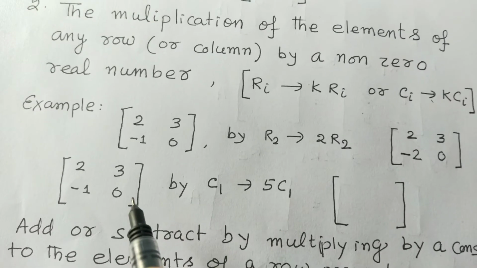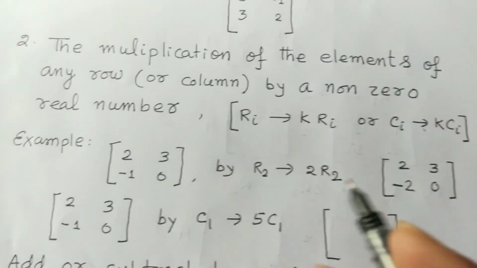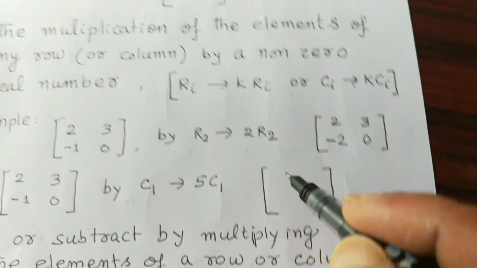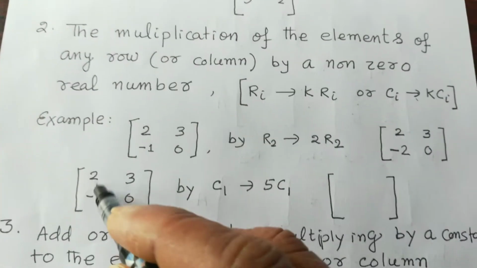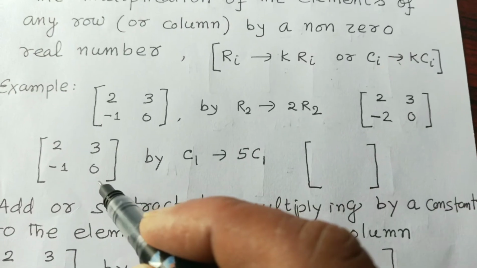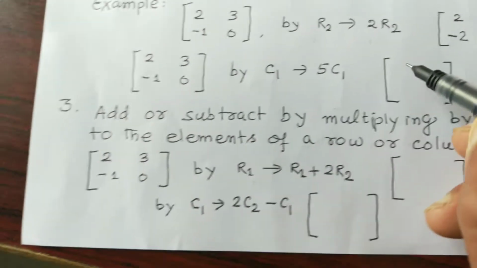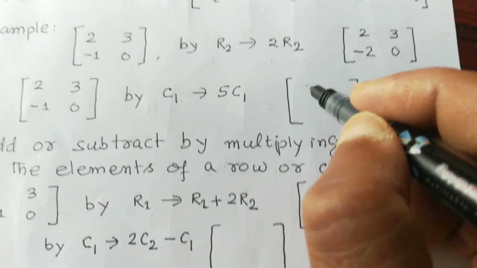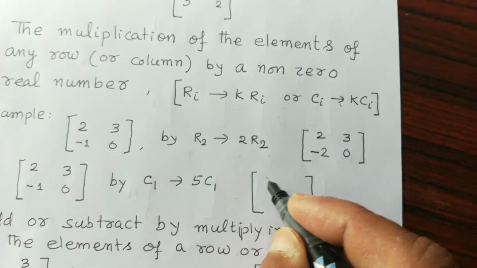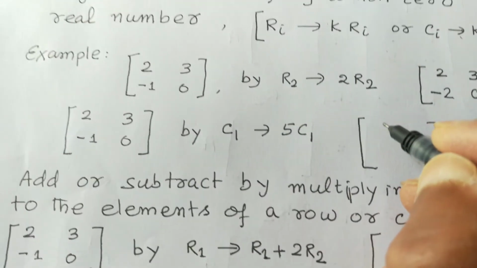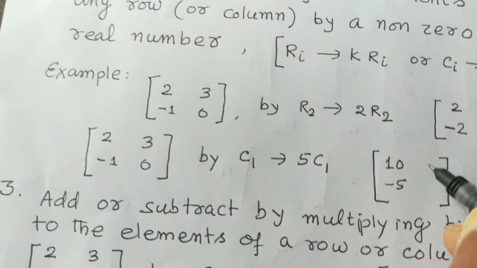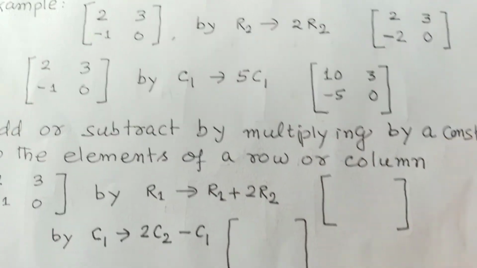Similarly, in the same matrix, if I want to operate column-wise, suppose column 1 is changed to 5 column 1. So is this the column 1? Yes, this will be the column 1, and this is column 2. Column 1 is changed by 5 multiplied by column 1. So what will I get here? This will of course be 10 and this will be minus 5. Column 2 is not changing, so we will write the same thing.